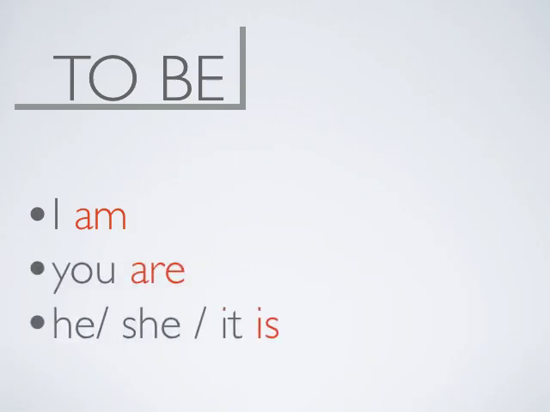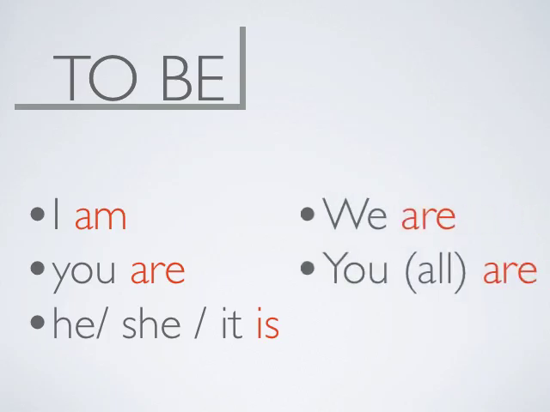In English, we have the wonderfully essential verb to be, which, when conjugated, becomes I am, you are, he, she, or it is, we are, you all are, and they are. Simple enough.